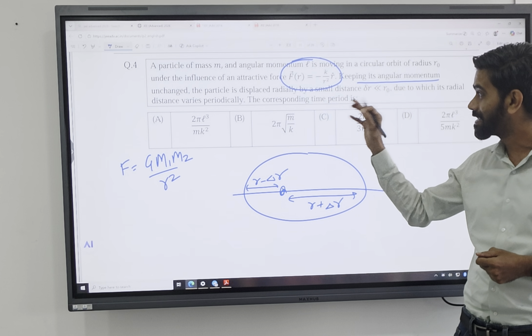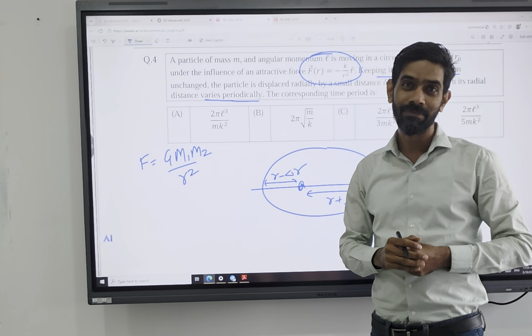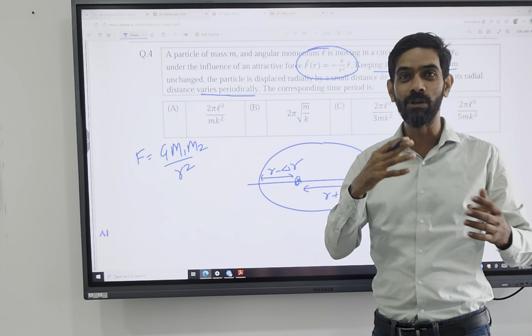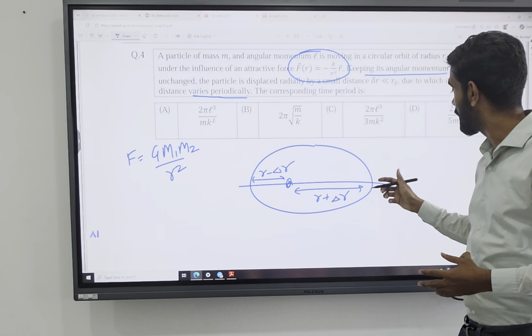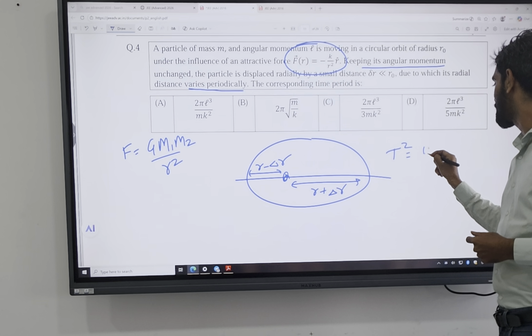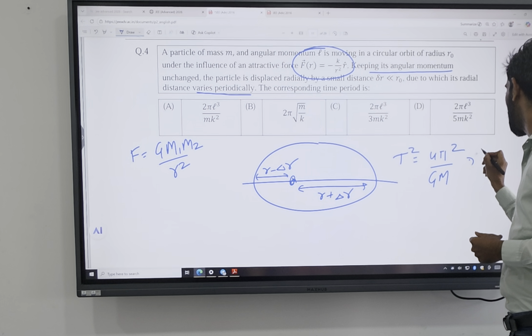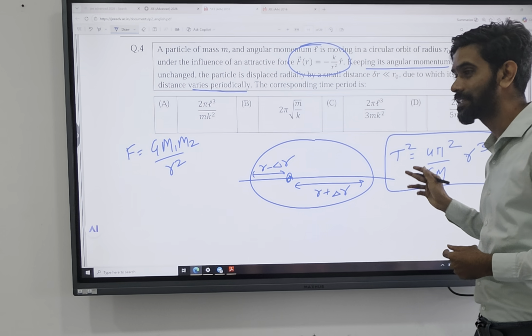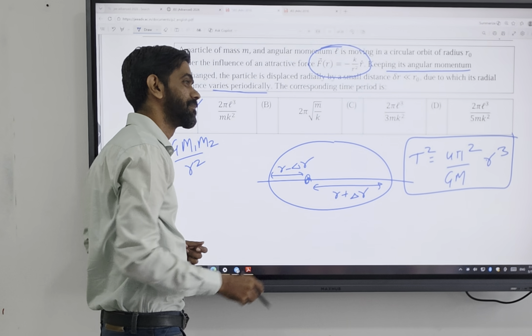There is a hint in the question itself. It is saying it is periodic. Many solutions are saying it will oscillate and something like that, but it is a periodic motion. So simply you can write the time period for this as T square is equal to 4 pi square by GM into r cube. That's it. Just substitute the value of r in terms of L and you will get your answer A.